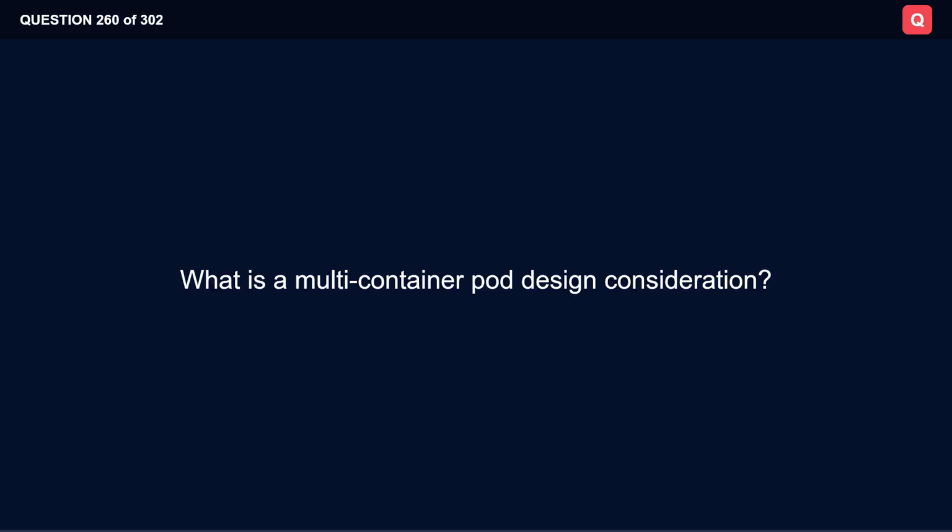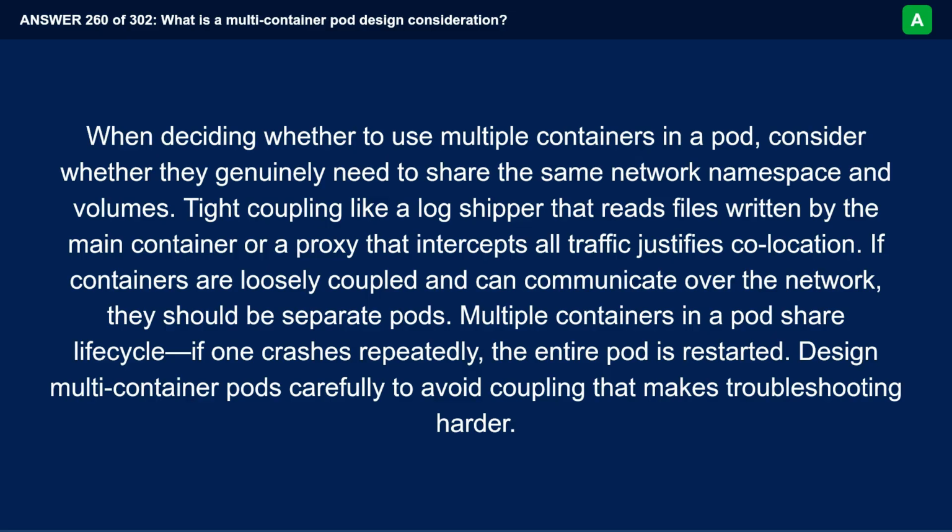What is a multi-container pod design consideration? When deciding whether to use multiple containers in a pod, consider whether they genuinely need to share the same network namespace and volumes. Tight coupling, like a log shipper that reads files written by the main container or a proxy that intercepts all traffic, justifies co-location. If containers are loosely coupled and can communicate over the network, they should be separate pods.